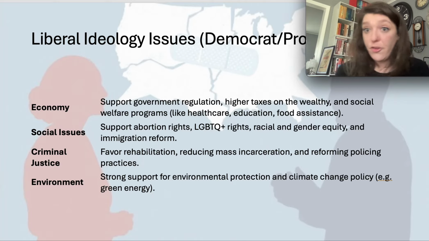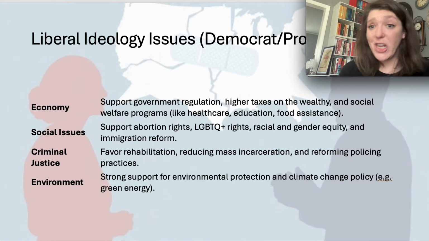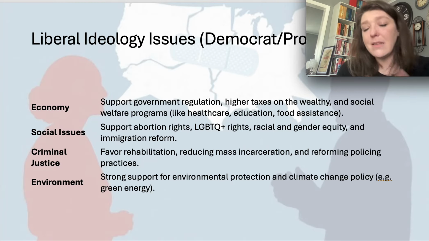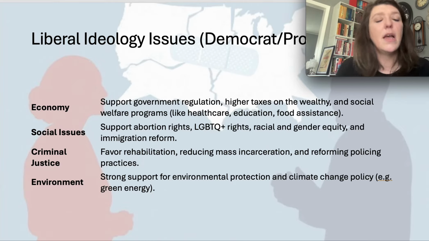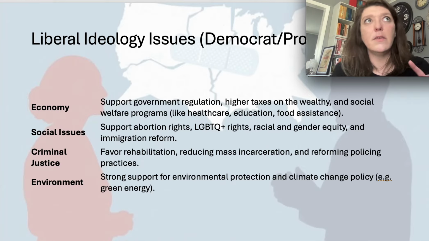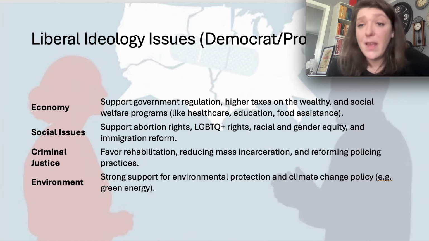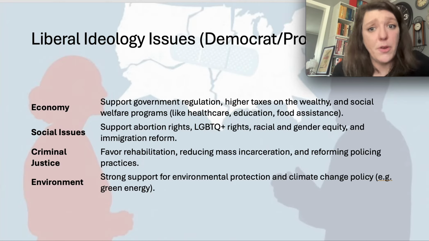So this is health insurance, Medicaid for those who have lower incomes, free access to education, and also food assistance, things like SNAP benefits, food stamps. This is the Democratic ideology playing out in policy. For social issues, this is the individual rights, civil liberties, and social justice argument. So they support abortion rights, the rights of the LGBTQ community, and racial and gender equality.